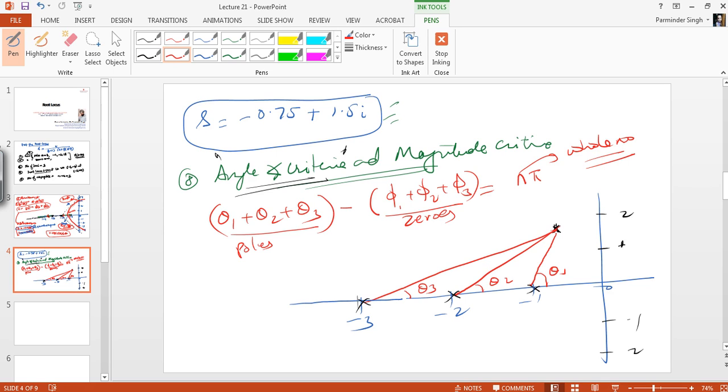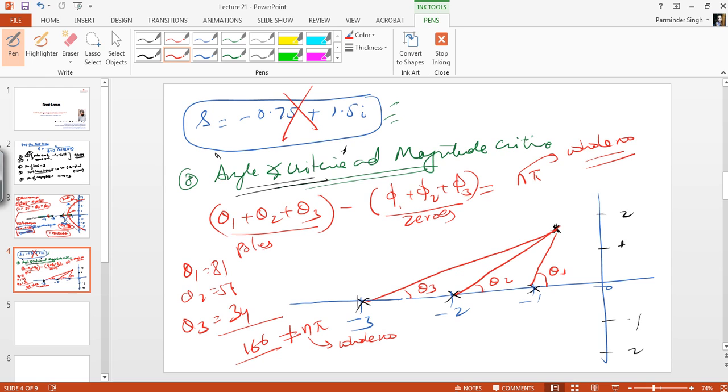Now I have measured these angles. You can also measure them properly using your graph paper and the protractor. Theta 1 comes out to be 81, theta 2 comes out to be 51, and theta 3 comes out to be 34. Adding all these angles, the sum comes out to be 166. Since 166 is not equal to n pi, where n has to be a whole number, this is not a point which lies on the root locus. Simple. So this point doesn't lie on the root locus.